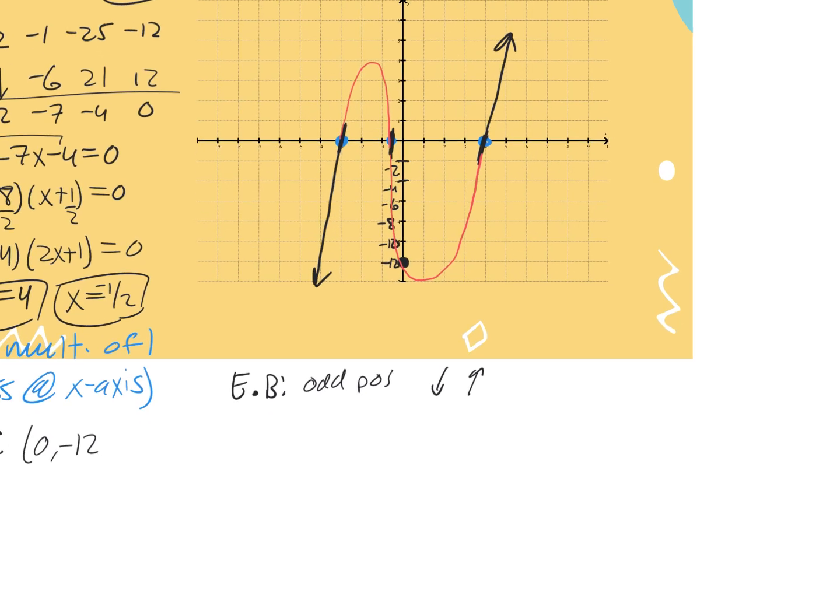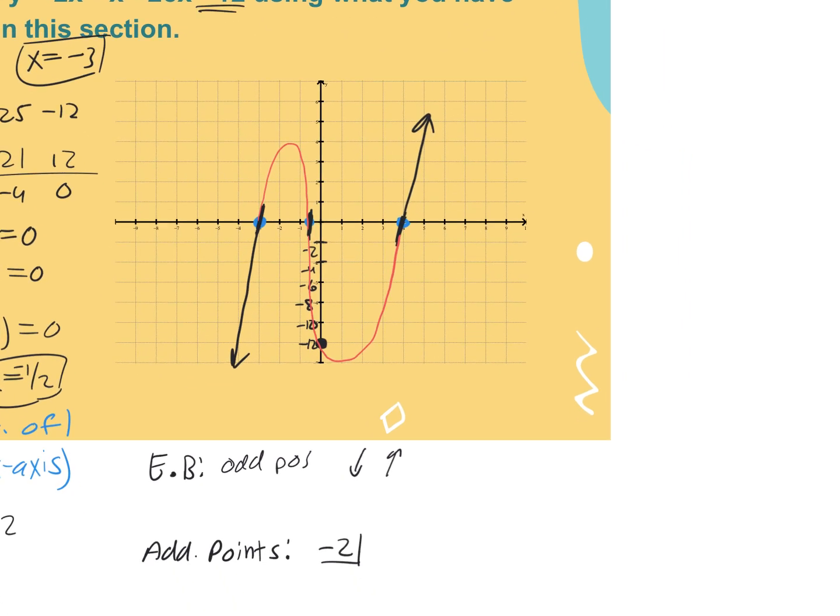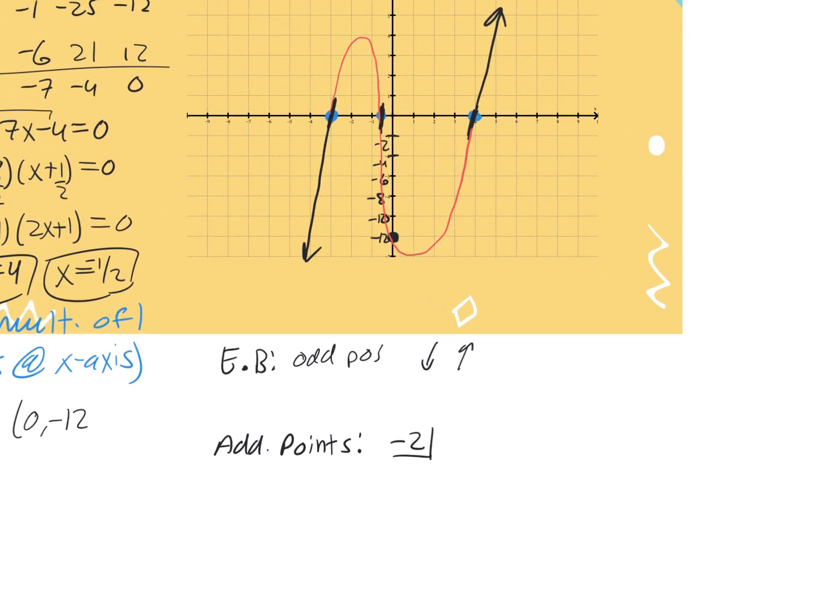But to make sure that it's a little bit more accurate, I want some additional points. Let's pick, I want to know what happens in between these two zeros. I want to know how high this goes, so I'm going to pick -2. So let's pick -2, and then we do our synthetic division with the original. It's going to be a 2, -1, -25, -12, which I think somewhere down the line we already did, right? But let's just try it again.